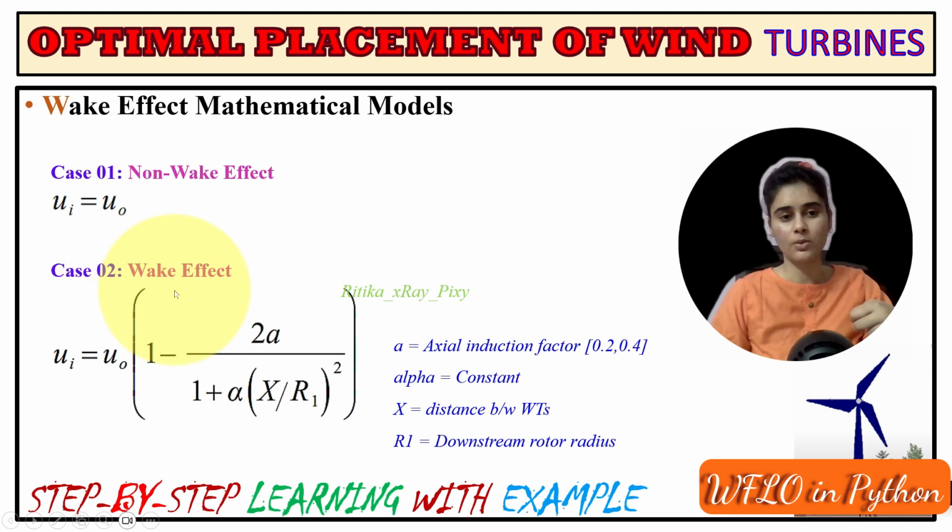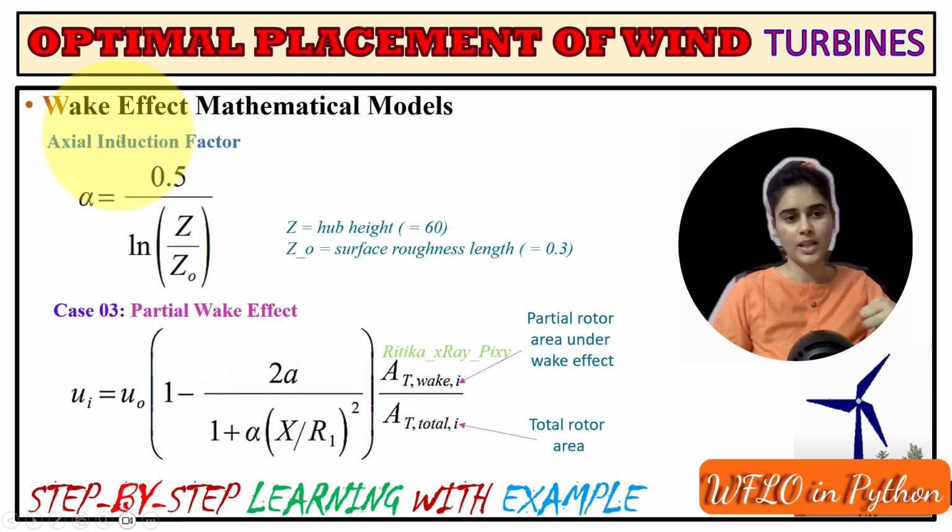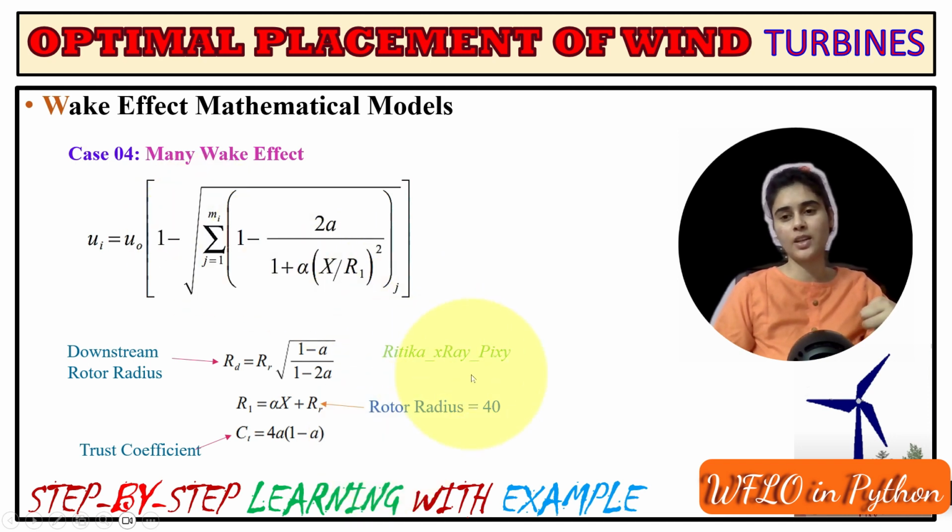Second we have the wake effect, and you can see this is the equation that we will use to calculate the wake effect. a is the axial induction. Alpha is a constant. Capital X is the distance between two wind turbines. R1 is the downstream rotor radius. Next we have the alpha calculation. Then we have the partial wake effect calculation. Here this is the partial rotor area under wake effect, and this is the total rotor area. Then we have another case, that is the many wake effect, and you can see the mathematical model for this.